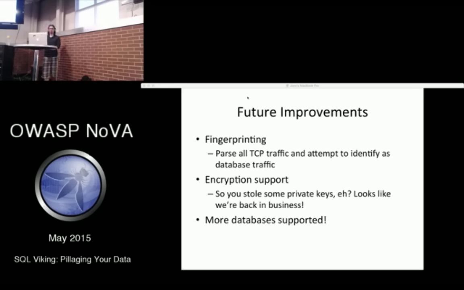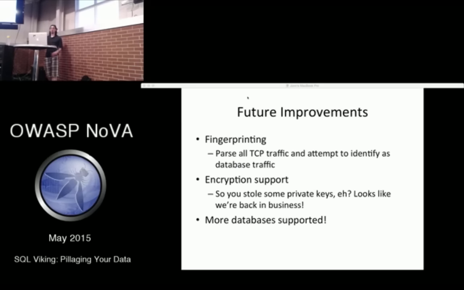So, future improvements: fingerprinting. I really want to put some time into this. It is kind of arbitrary because, as a penetration tester, the first thing you should be doing is enumerating all the databases anyway. But at the same time, I think it's a pretty cool feature to have in case you find a database sitting on some really random port up in like the 50,000 range you would never look at anyway. And encryption support.